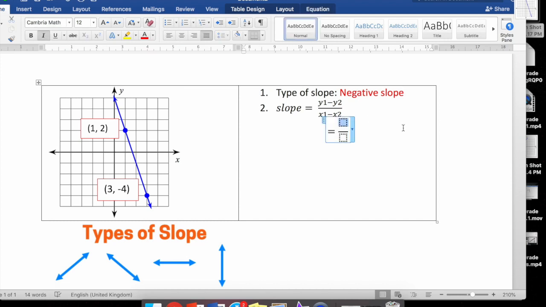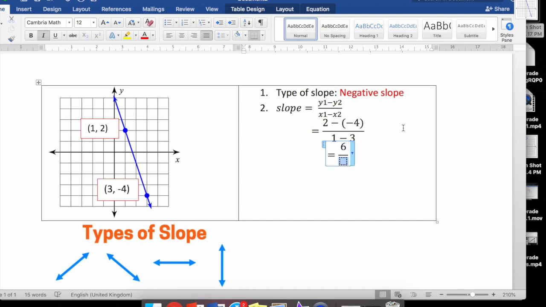So we start off by subtracting the y values. So I'm going to subtract 2 minus negative 4 inside parentheses, and then 1 minus 3. So let's go ahead and simplify the numerator. 2 minus minus. When you have two negative signs, they become plus. So 2 plus 4 is 6.